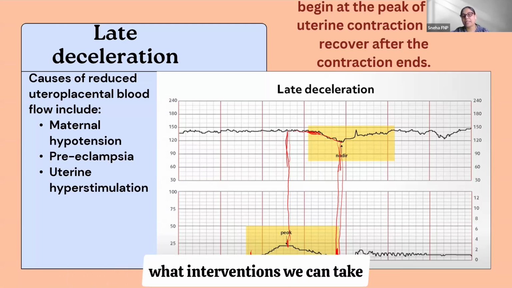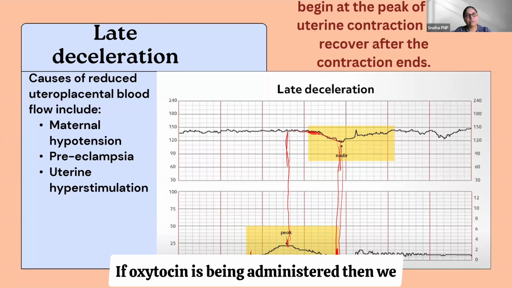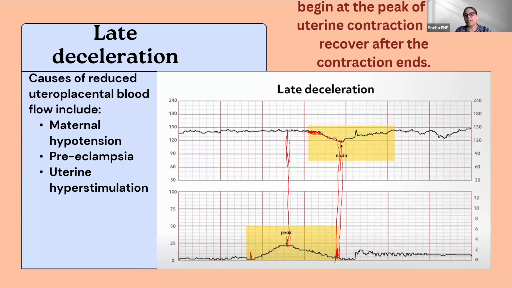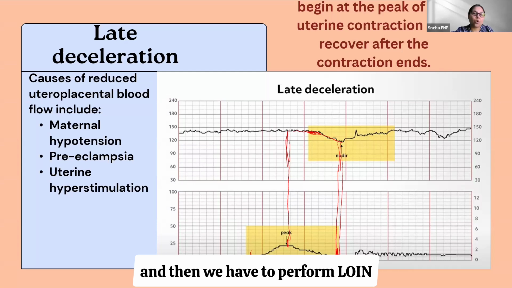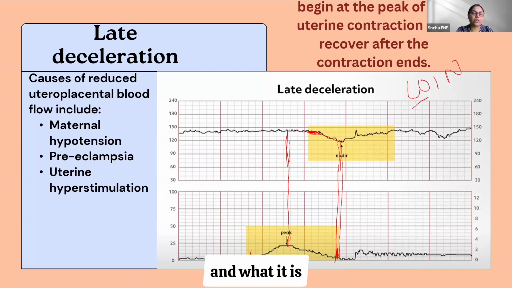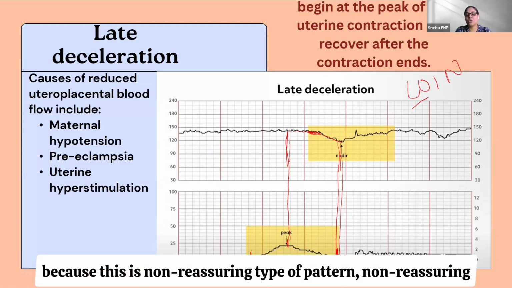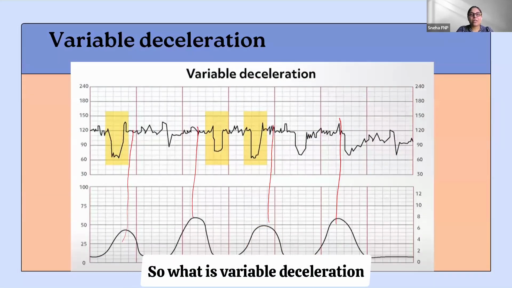What interventions can we take? If oxytocin is being administered, then we need to discontinue oxytocin because it causes uterine tetany. And then we have to perform LOIN, which means you have to change the mother's position to left lateral position. Oxygen you need to give, IV fluids, and you have to notify the healthcare provider, because this is a non-reassuring type of pattern.